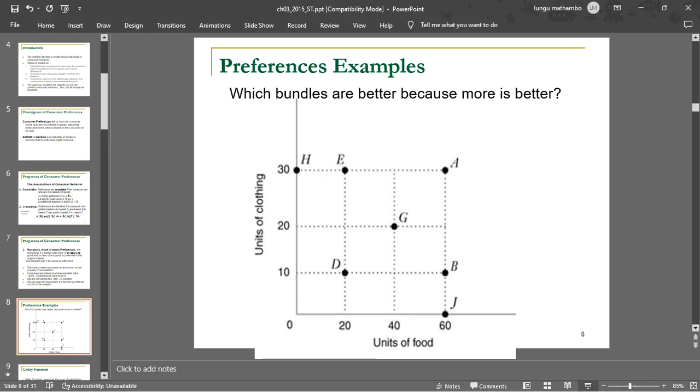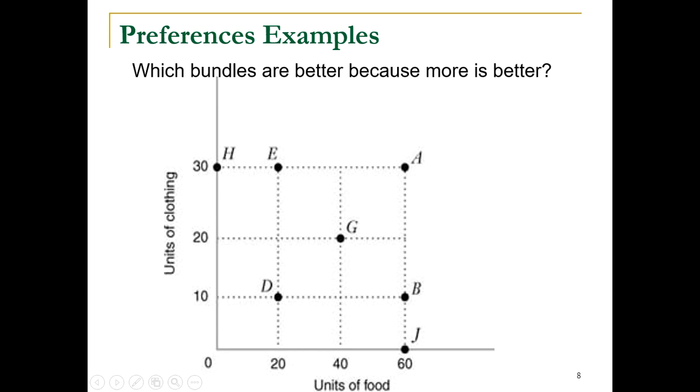So, what I think is that the question is which bundles are better because more is better. In short, using the assumption that more is better, let us decide which bundle is better. Let's start with bundle D. There we have 10 units of clothes and 20 units of food. When you look at bundle G, there we have 20 units of clothes and 40 units of food. When we look at bundle A, there we have 30 and 60.